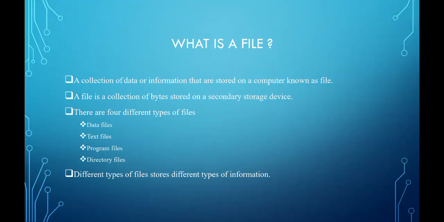Right, and then from the topic we can see that it is file handling, so we need to know what is meant by a file. A file is a collection of data or information that is stored on a computer, which can also be said to be a collection of bytes stored on a secondary storage device. It's called a file, right? And then there are four different types of files: data files, text files, program files, and directory files. And these different files store different types of information.